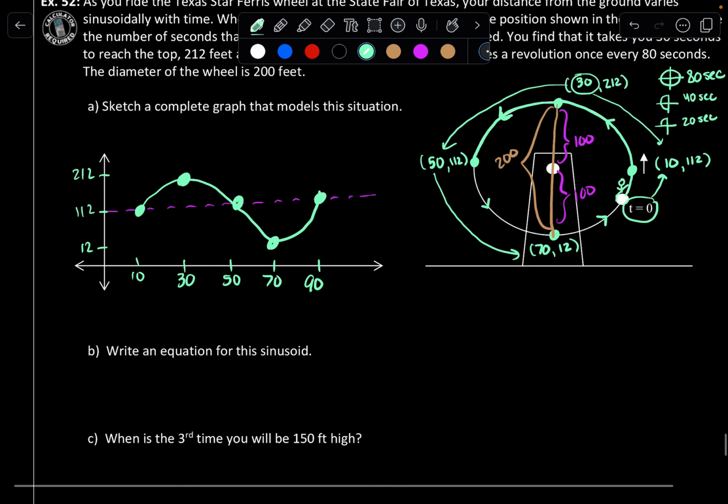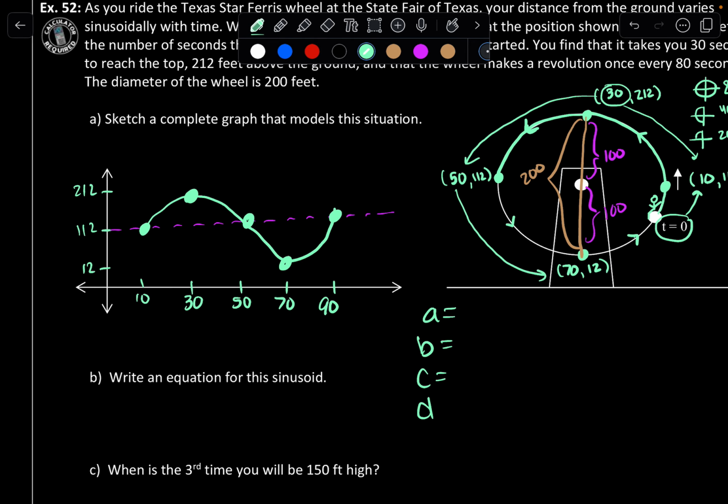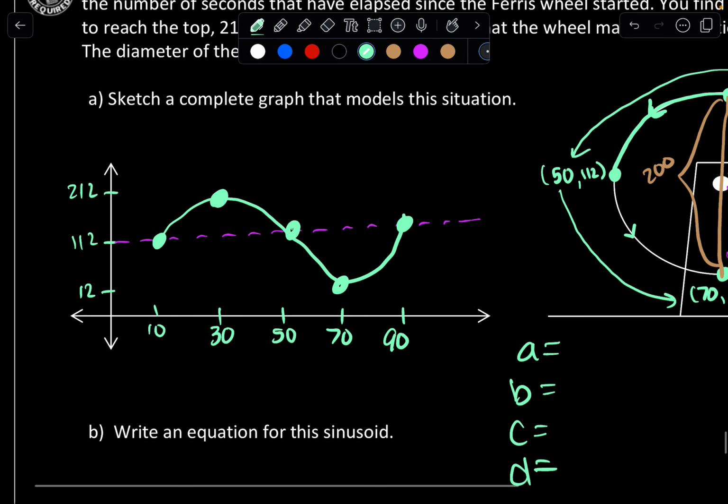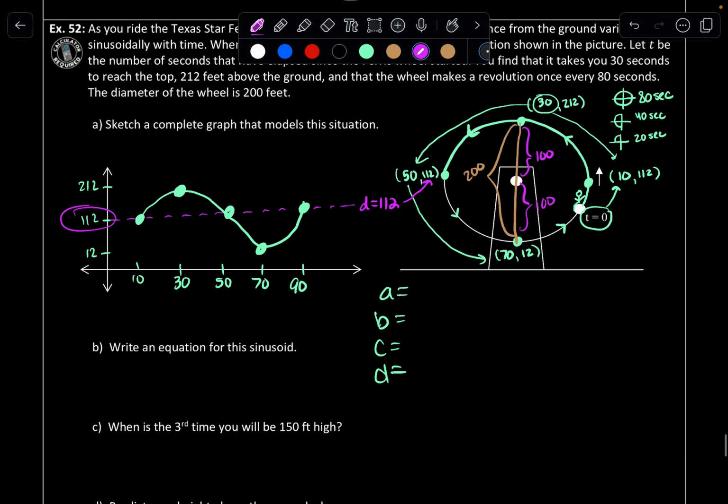All right, so now we need to find the equation for this sinusoid. That means we need our A, B, C, and D. Well, if we look at our sketch, we sketched in our midline. That is going to be at 112, which aligns with what we got for our Ferris wheel. So therefore, the D value will be 112. That is our vertical translation, 112 feet above the ground.